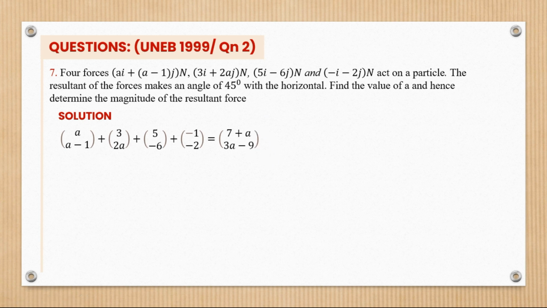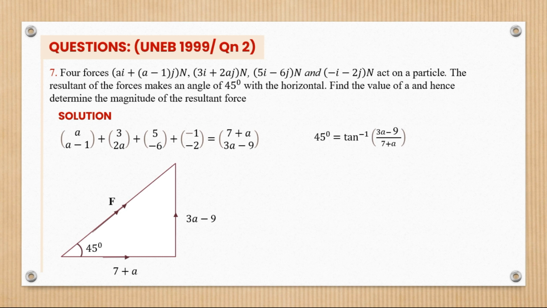Now that I know the angle the resultant makes with the horizontal, I'm going to represent this on a vector triangle. So this is the vector triangle with the resultant force, as you can see right there. We know that the direction of the resultant force is 45 degrees. Remember that theta is equal to tan inverse of the opposite over the adjacent. So 45 degrees equals tan inverse of (3A minus 9) over (7 plus A). Now I can take the tan to this side, and I'll have tan 45 equal to (3A minus 9) over (7 plus A).